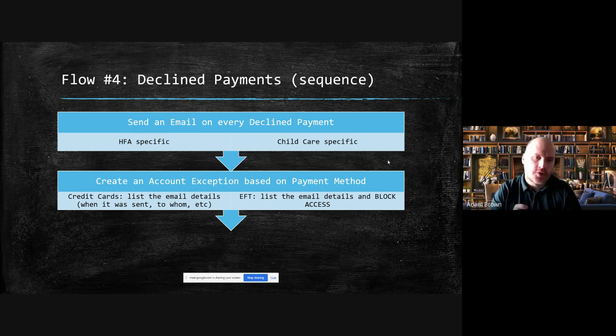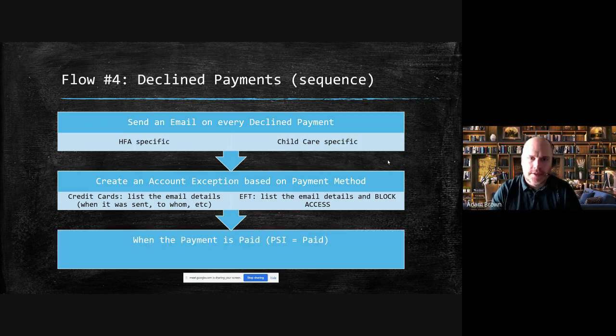Because with credit cards, we can retry your payment a couple of times without generating NSF fees for you at your bank. We're not going to block you immediately, but with EFT, because we aren't going to rerun your payment without permission, we're going to block your access to the facility so that our staff stop you at the gate and say, hey, there's a declined payment. I can see what it's for. I can see that you got an email. Can we take care of that today?